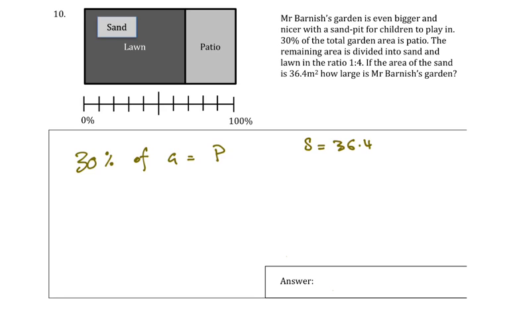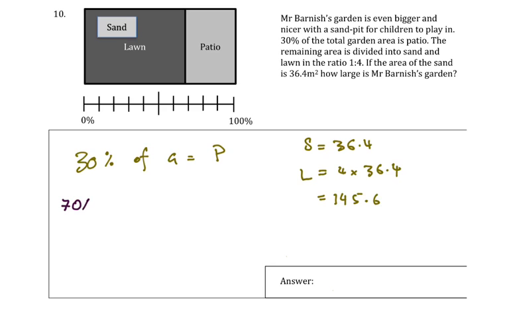So if we know S is 36.4, then we know that the lawn is 4 times as big. So the lawn is 4 lots of 36.4, which is 145.6. Okay, the next part of the question is where you might get a bit stuck. But if I know that 30% of the garden is patio, that means that 70% of the garden is made up of sand and lawn.